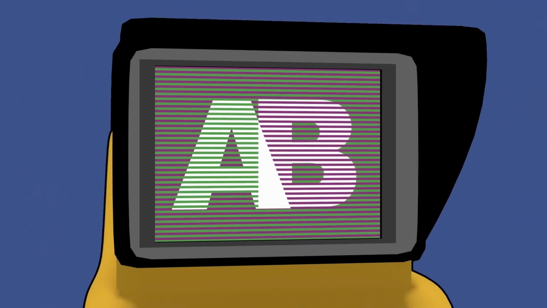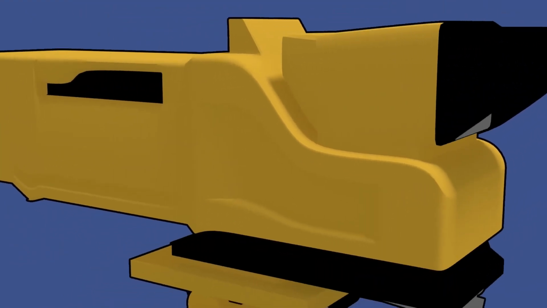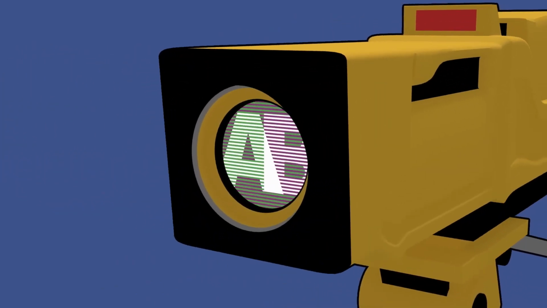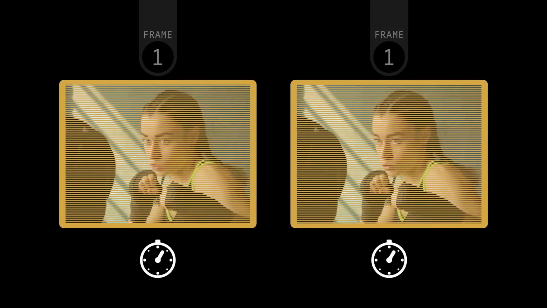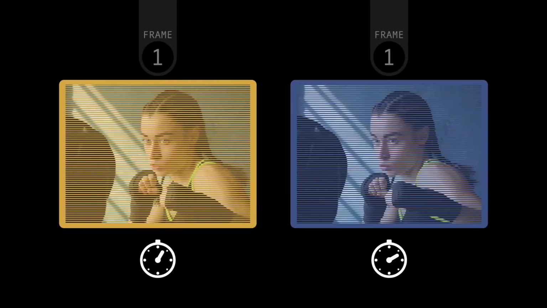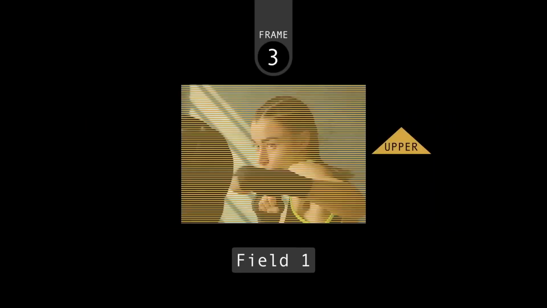But someone had another idea. Since the two passes get displayed sequentially, why don't we design video cameras to capture them sequentially too? Instead of drawing the odd and even lines of a single moment in time, we could use them to display two different moments, interlaced together as two fields of a single frame.